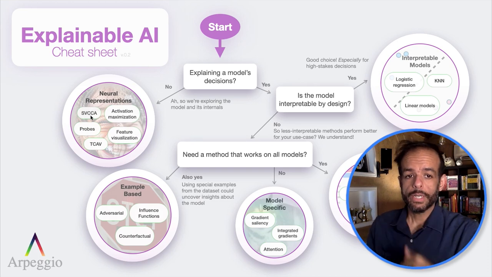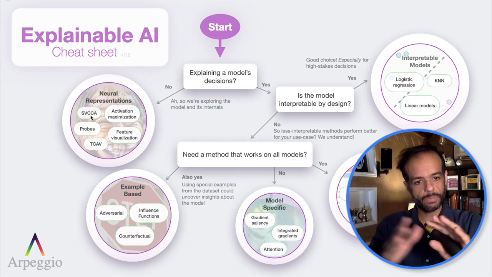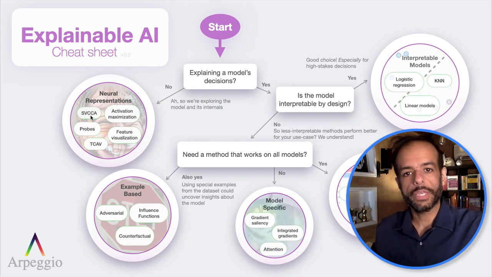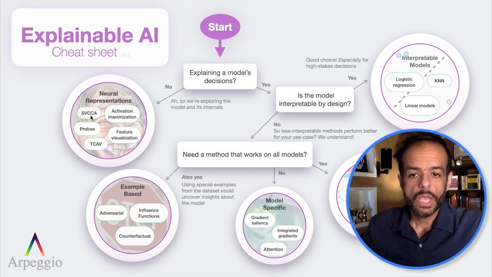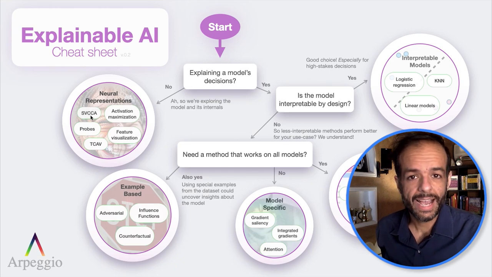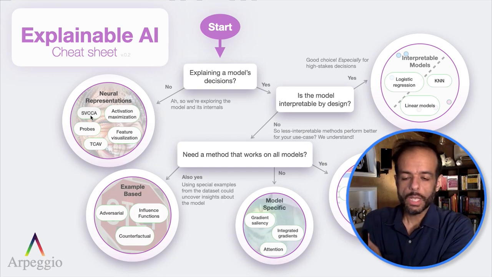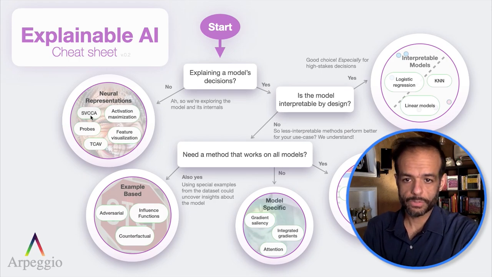So to recap, the explainable AI cheat sheet categorizes about six categories of machine learning explainability or interpretability methods. And the one here on the left, for inspecting how models work and their internals, the neural representations, is one of them. The method that we're talking about today falls under this category.